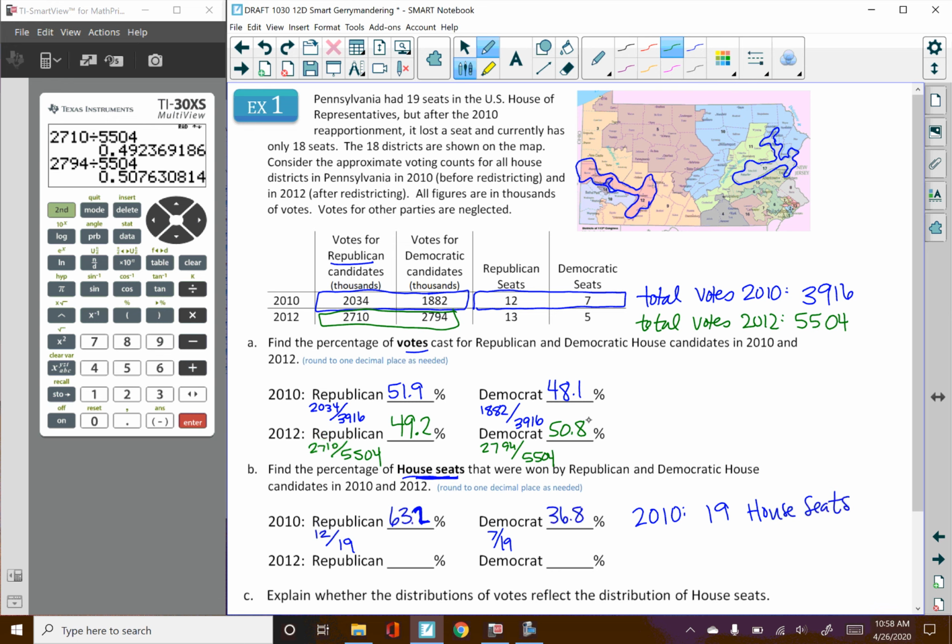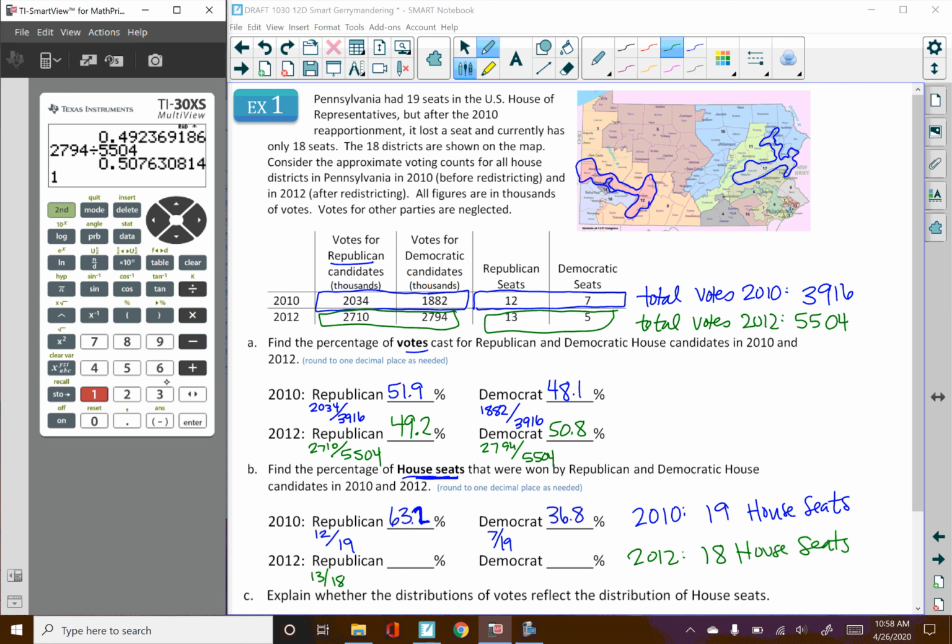Okay, so now thinking about the House seats, after the reapportionment, the total number of House seats is now 18. So we'll use that to divide. So for Republicans, they have 13 out of the 18 seats. So that's 72.2%. And then for Democrats, they have 5 out of the 18 seats. So 27.8.